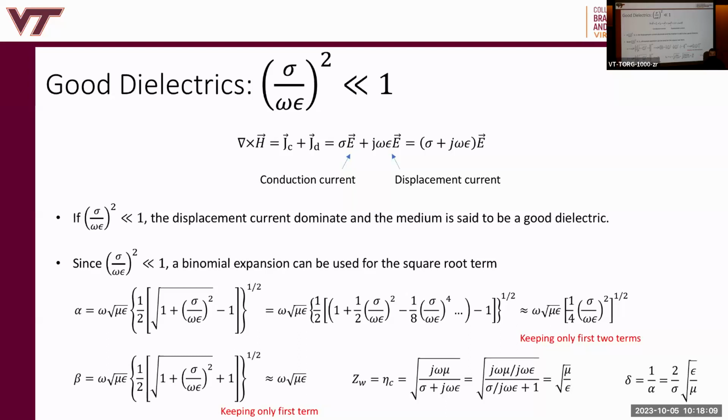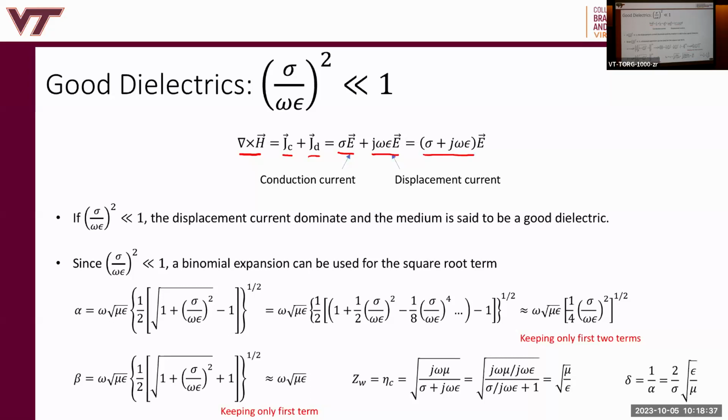Okay, so now let's specialize that alpha and beta to different kinds of media. There are good dielectrics, good conductors, and then there's something in between, right? So let's look at Ampere's law, curl of H. We have J conduction current. We have J displacement current, right? The conduction current is sigma times E. The displacement current is j omega epsilon E, right? And we can factor out the E, we get sigma plus j omega epsilon.